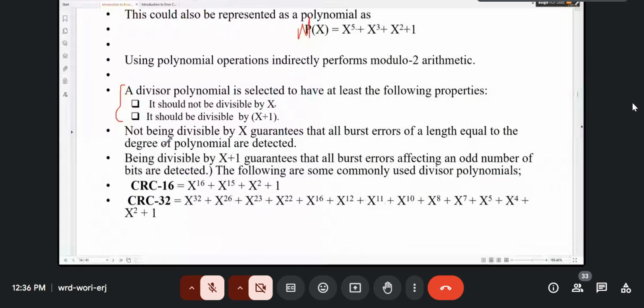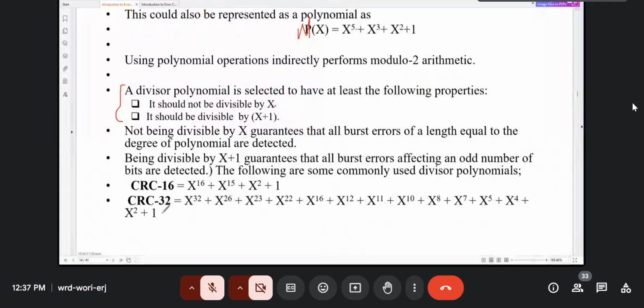And you can see that not being divisible by x guarantees that all burst errors of a length equal to the degree of polynomial are detected, and being divisible by x plus 1 guarantees that all burst errors affecting an odd number of bits are detected. And this, you can see all of them are divisible by x plus 1. They have this 1 here. So this is CRC 16. And I think this one is used by Ethernet, where you have 16 bits. Yeah. Then there is CRC 32.